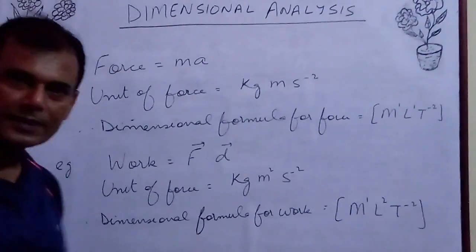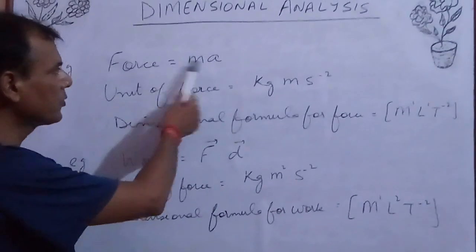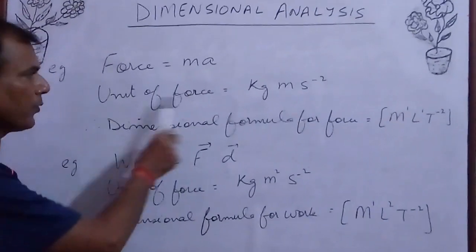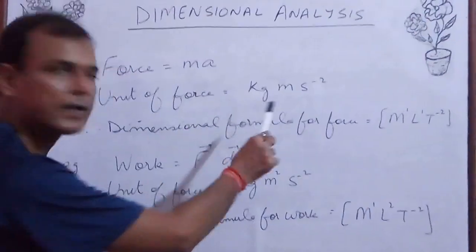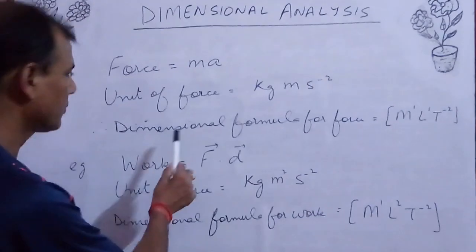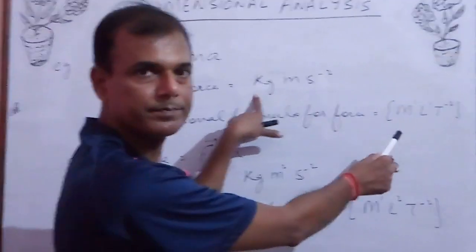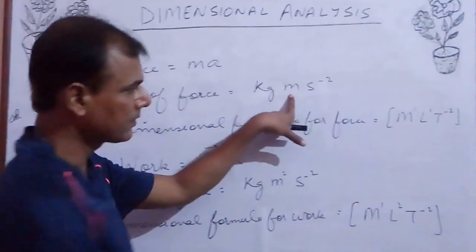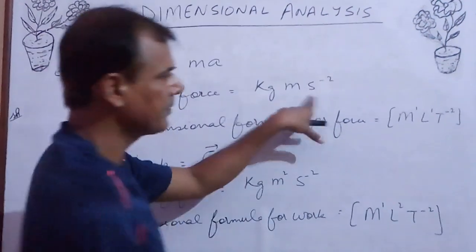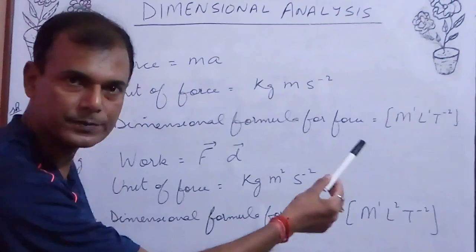Let us see another example, force. Force, all of you know, is F equal to ma. The unit of force is kilogram meter per second square. This is in terms of fundamental units. So the dimensional formula for force is, for kilogram we take M to the power 1. Meter is length, L to the power 1, and time T to the minus 2. So this is the dimensional formula for force.